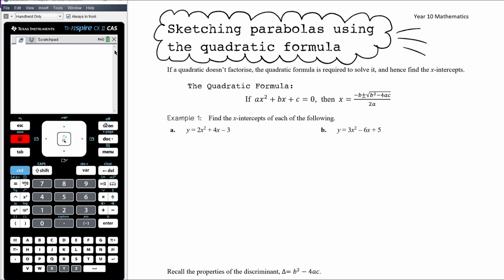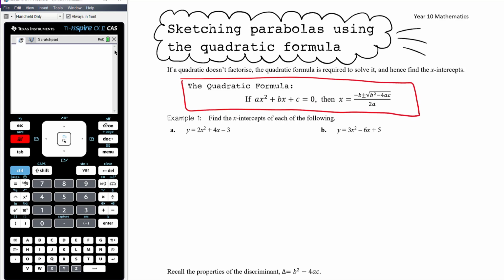So remember, I've summarised our quadratic formula here. If we are solving a quadratic equation of this form, ax squared plus bx plus c equals 0, then the solutions to that equation are x equals negative b plus or minus the square root of b squared minus 4ac all over 2a. So example 1, we want to find the x-intercepts of each of the following. Okay, so finding the x-intercepts means letting y equal 0.